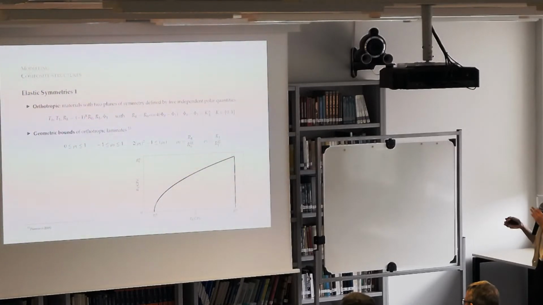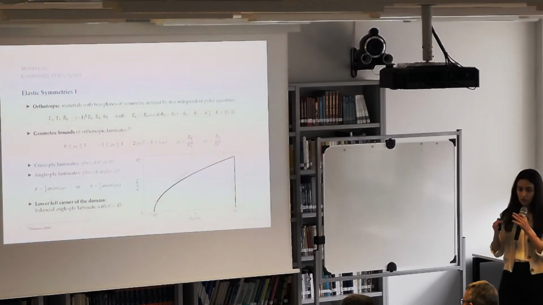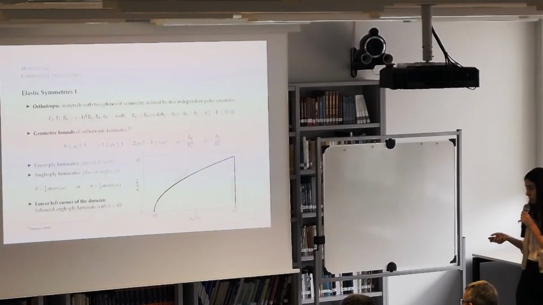There are some particular families in this domain, such as cross-ply laminates that are defined on the right border of the domain that describe laminates with plies at either 0 or 90 degrees. We also have angle ply laminates at the upper border, which describe materials with sequences at plus and minus theta, and theta is just one angle that can be analytically calculated using the values of RK or R1. For example, the lower corner of my domain is a balanced angle ply laminate with the values of theta at 45, so either plus or minus 45 degrees.